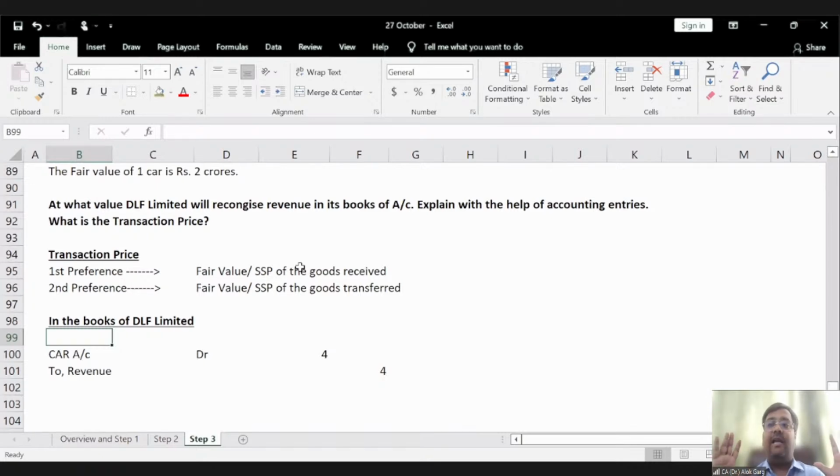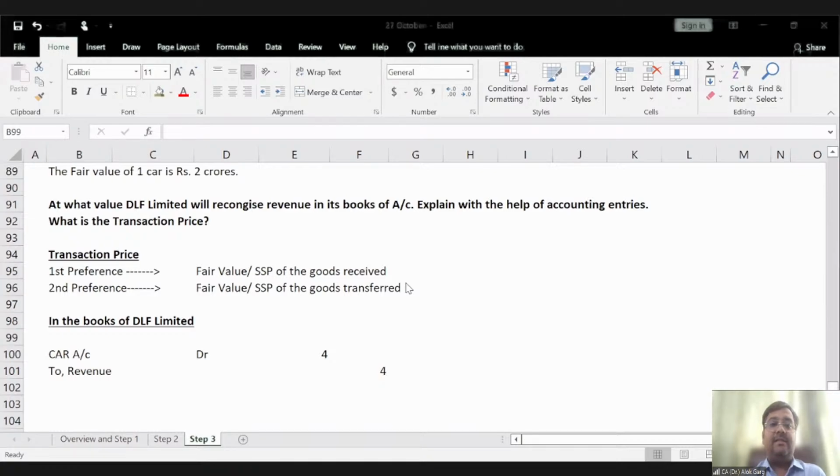Ind AS 115 will play a role in calculation of transaction price at the time of inception of the contract. Once revenue has been recognized, the contract is over, right? Now any changes in the value of the car received by DLF Limited have to be dealt with according to the respective standard. I hope it is clear to all of you. Good.